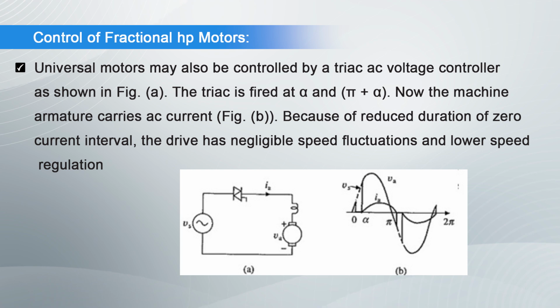A universal motor may also be controlled by a triac AC voltage controller shown in the figure. The triac is fired at alpha and pi plus alpha. Now, the machine armature carries AC current as shown in the figure. Because of reduced duration of zero current interval, the drive has negligible speed fluctuation and low speed regulation.